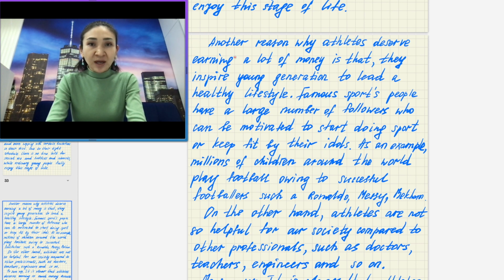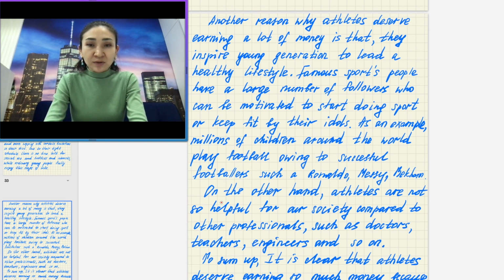Okay, further I go to another body paragraph 2, which is basically this one. Here it's written: another reason why athletes deserve earning a lot of money is that they inspire young generation to lead a healthy lifestyle. Famous sports people have a large number of followers who can be motivated to start doing sport or keep fit by their idols. As an example, millions of children around the world play football owing to successful footballers such as Ronaldo, Messi, Beckham.